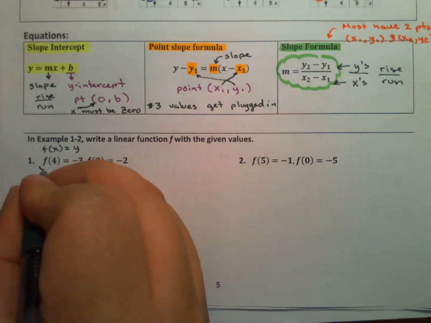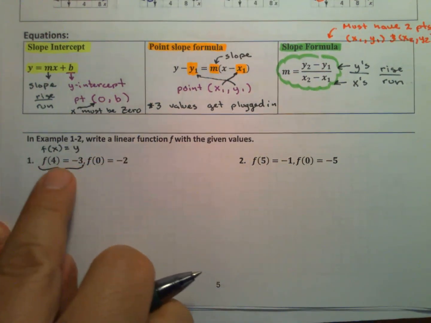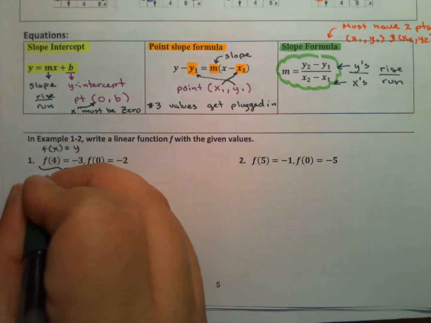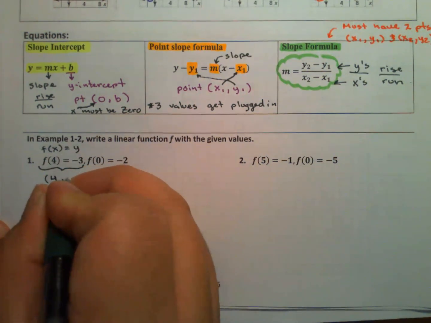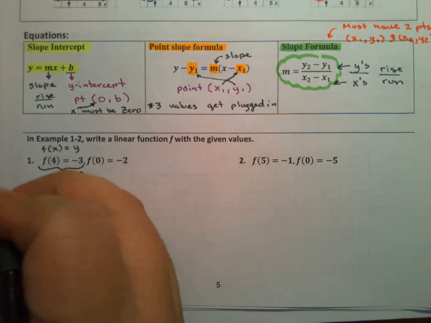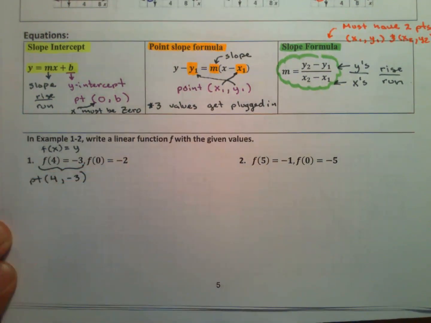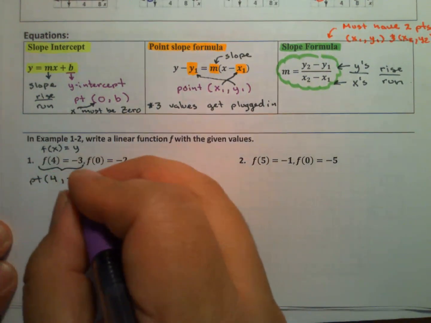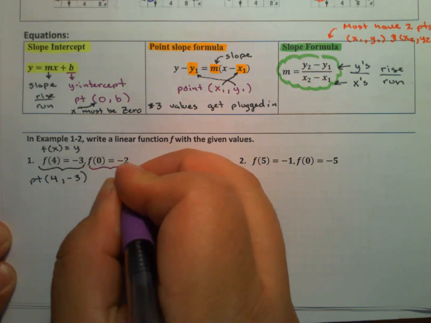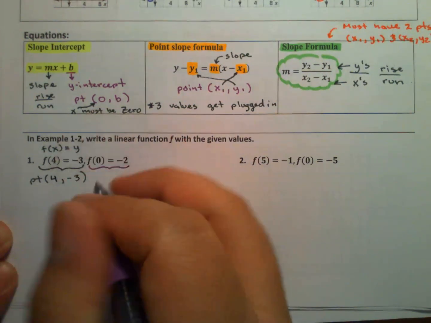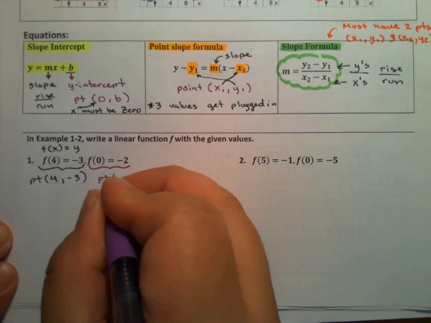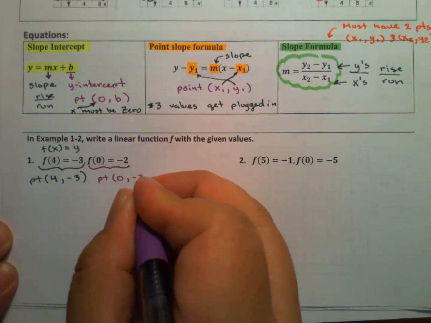So for instance, this one right here, this is how we write points in the function world. So it's just 4 comma -3. That's the first point that was given to us. If we look right next to it, they just gave me another point here to work with, right? This is our x. So we have point number 2, which is 0 comma -2.